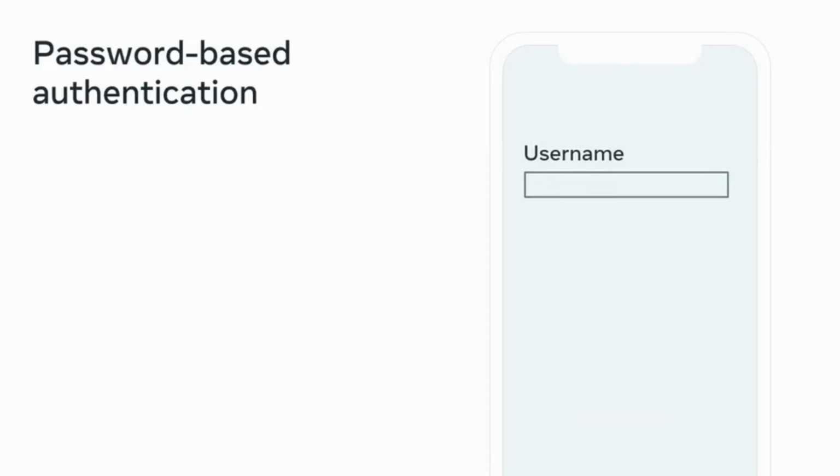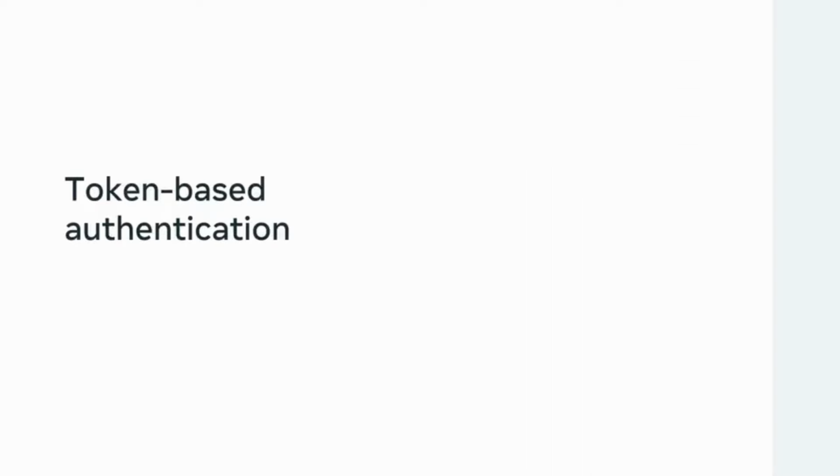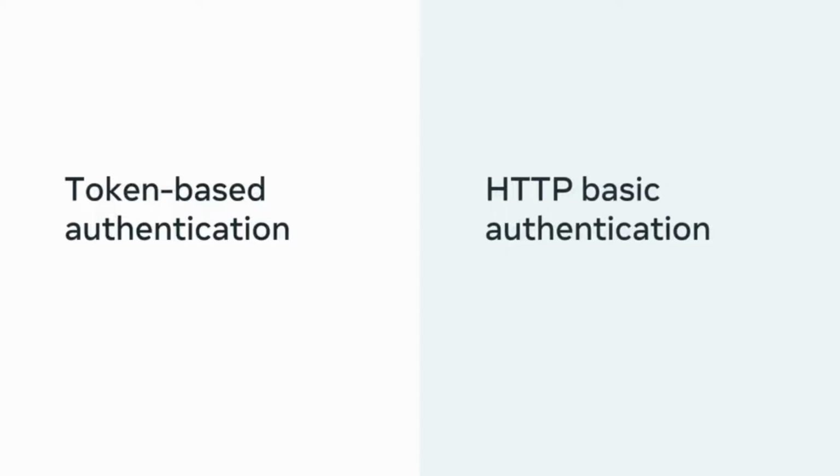All of us are familiar with usernames and password-based authentication. But sending a username and password to every API call is frustrating, and it's not secure. So, the Little Lemon team prefers using token-based authentication over HTTP-based authentication when securing its API, because basic authentication requires users to send their username and password in every call.